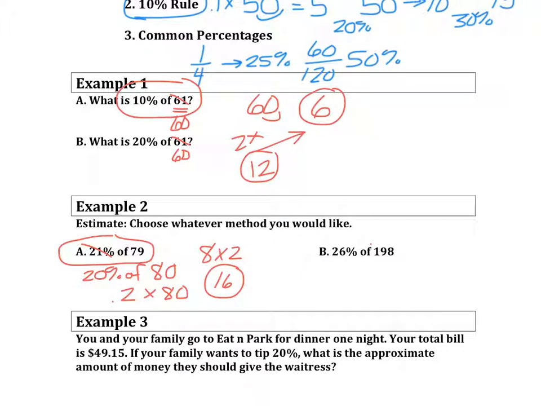26% of 198. 198 is really close to 200. And then 26% would be 25%, because 25% would be a little easier to use, of 200. So if I know 25%, and we're going to use some common numbers here, 25% of 100 is 25, and there's going to be 2 of them. So times 2, that would have to be 50.